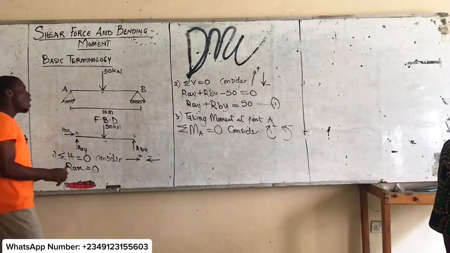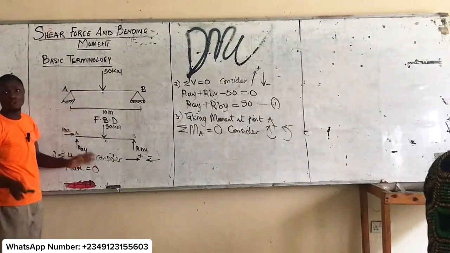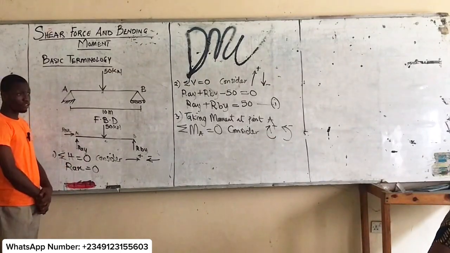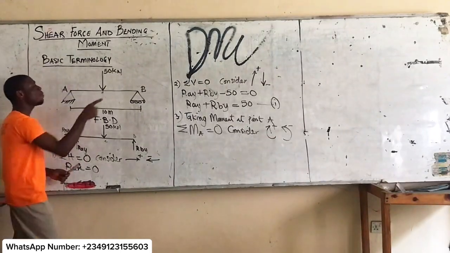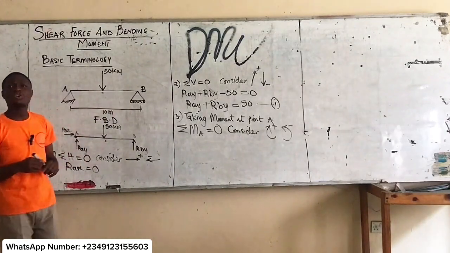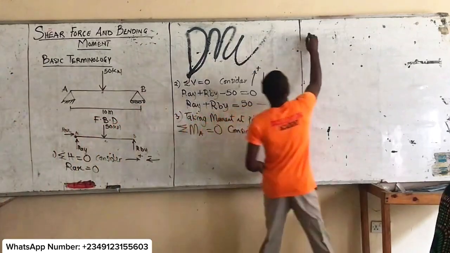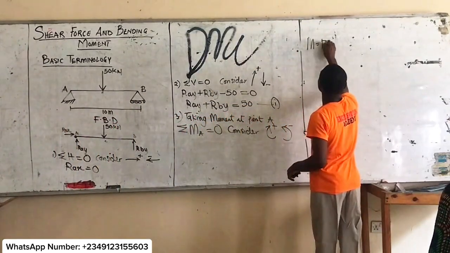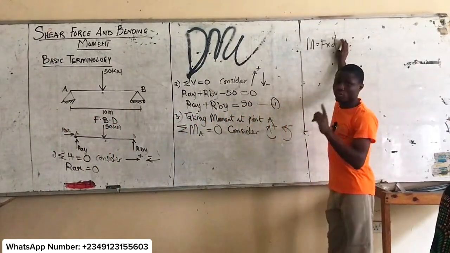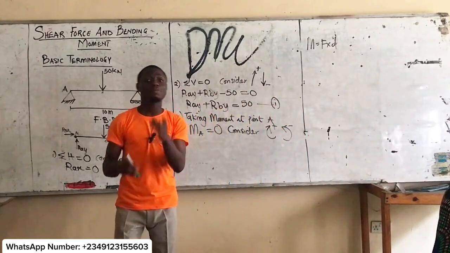Look up. I'm taking that point A. It means that R-A-X and R-A-Y are 0. That's the meaning. True or false? True. So I'm taking that point A, everything here is 0. What do we mean? When it comes to moment, M is what? Force times distance. True or false? True.